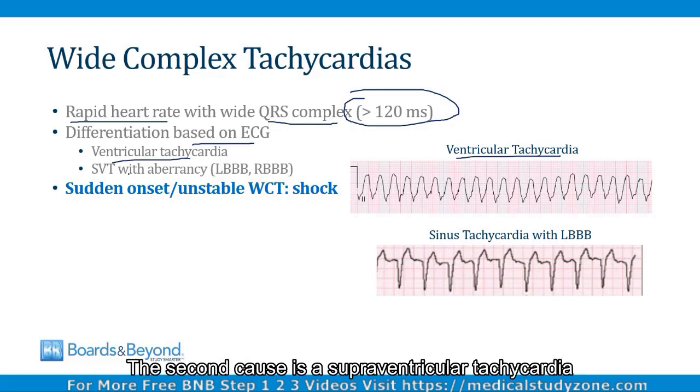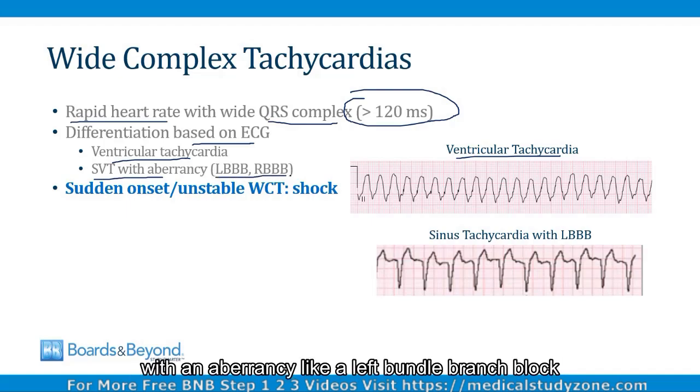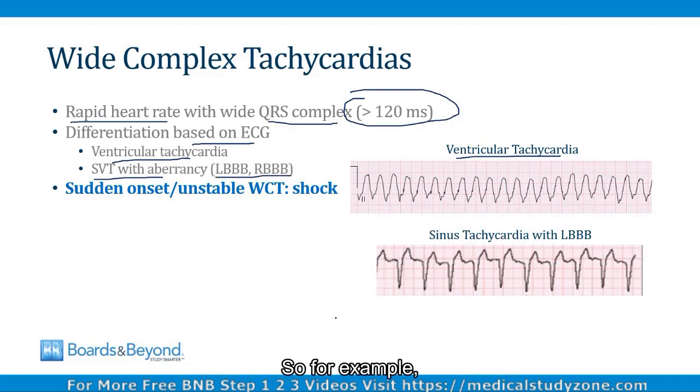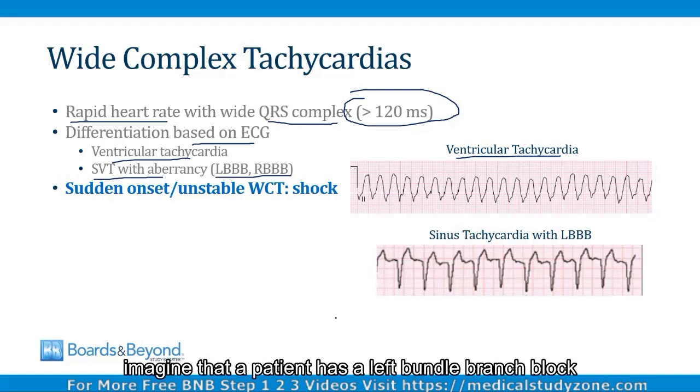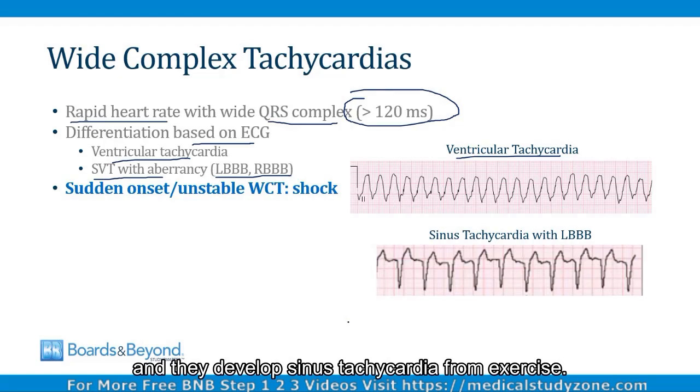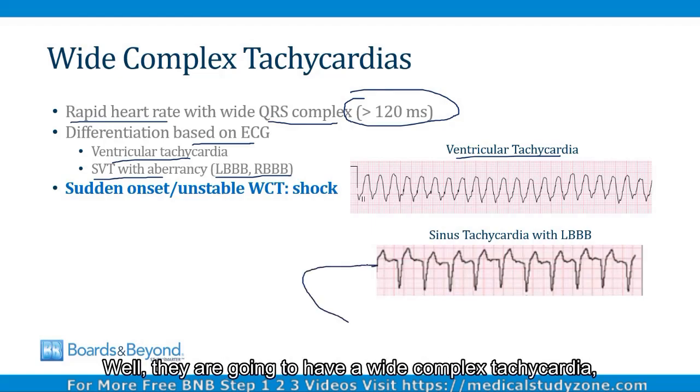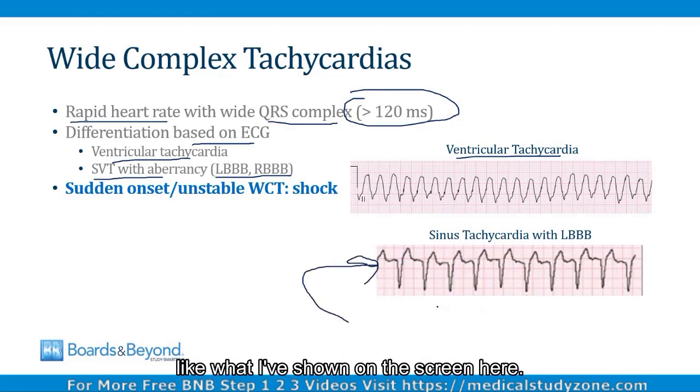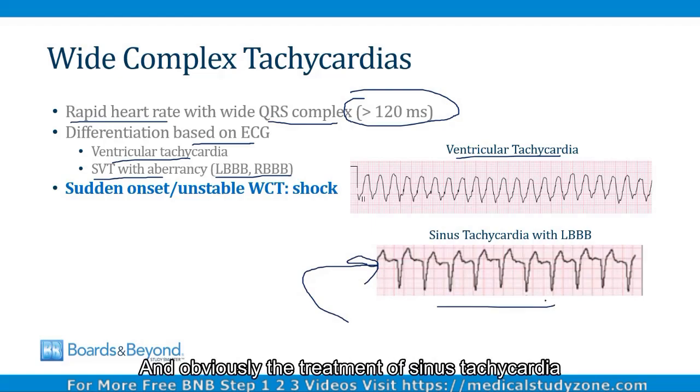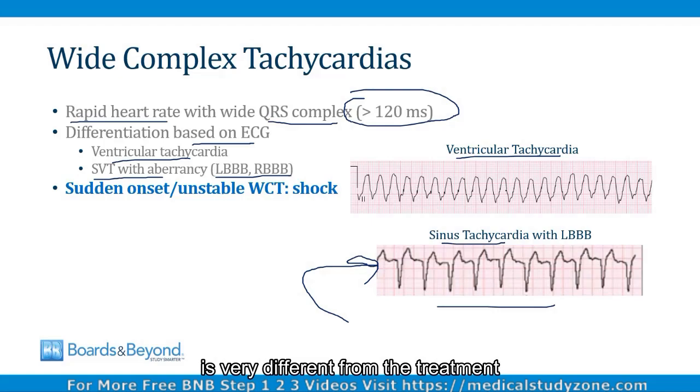The second cause is a supraventricular tachycardia with an aberrancy like a left bundle branch block or right bundle branch block. So for example, imagine that a patient has a left bundle branch block and they develop sinus tachycardia from exercise. Well, they are going to have a wide complex tachycardia like what I've shown on the screen here. And obviously the treatment of sinus tachycardia is very different from the treatment of ventricular tachycardia.